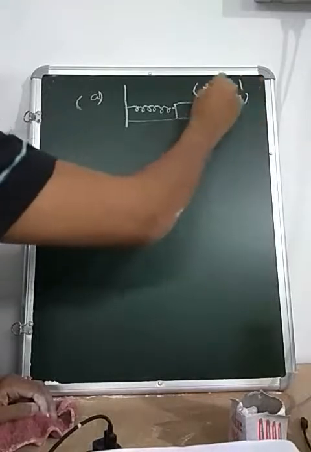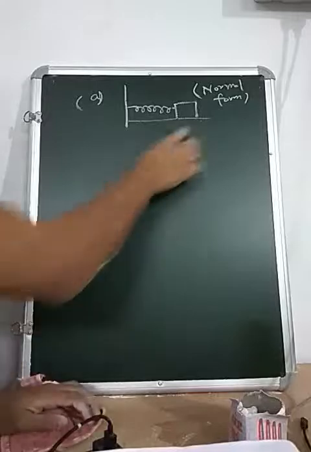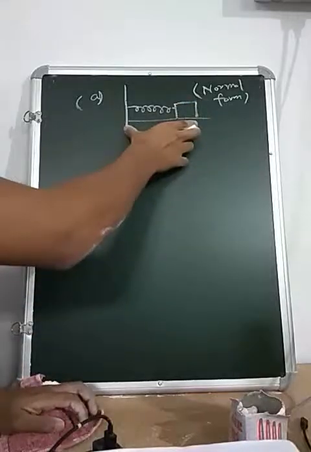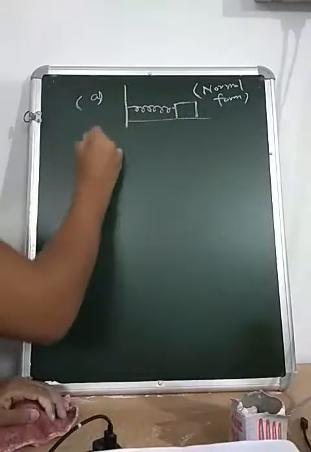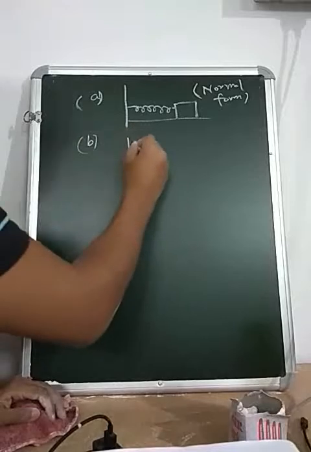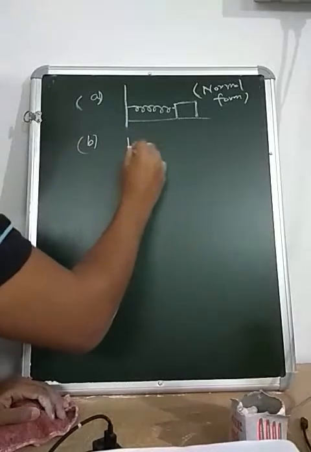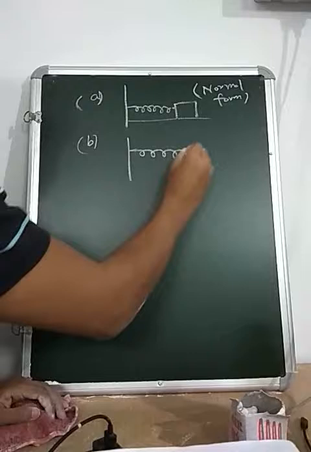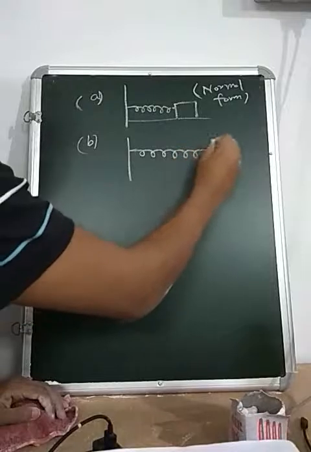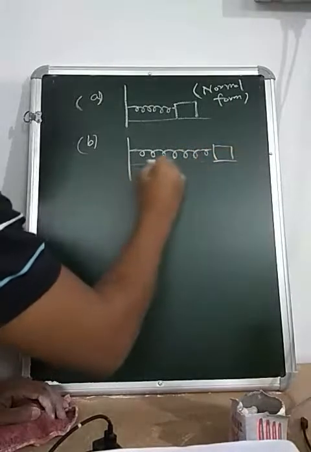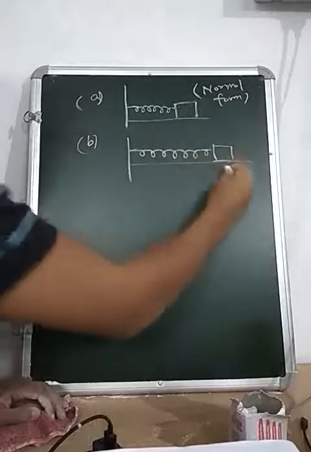It is in equilibrium form or normal form. There is no expansion or no compression in the spring. In case B, similar thing. What happens in this case? We expand or extend the spring up to a distance x.